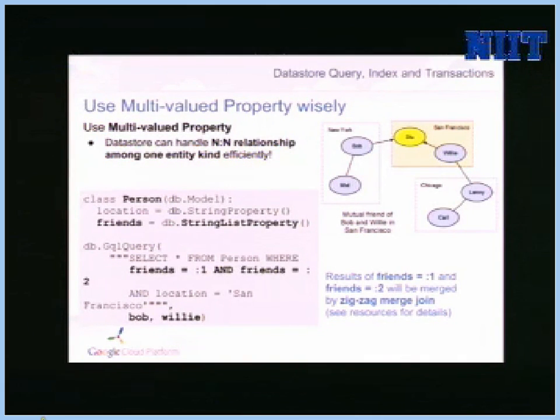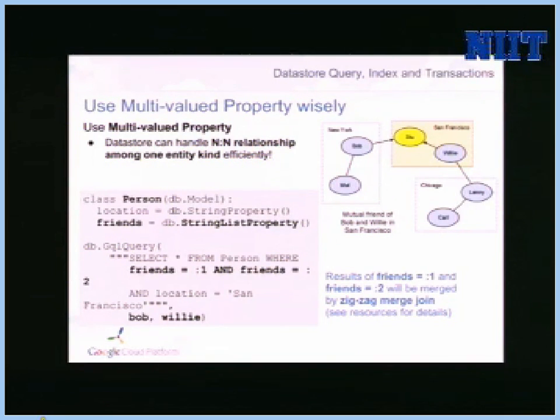Like this, if you have to handle many-to-many relationships. In this example, each entity called person has friends, and there is a many-to-many relationship between persons. In a traditional relational database, you'd have a join table called the friends table, which represents every relationship between the persons. In Datastore, you don't have to have another join table to do that. You can just have a multi-valued property like this. The friends property may have a list of strings, a list of the people's names, so that you can write the query like this. If you want to find a mutual friend who is a friend of Bob and also a friend of Willie, then you can write a query like this.